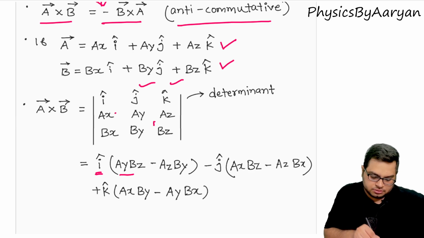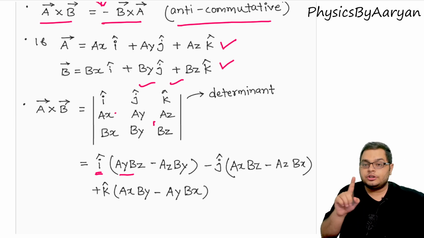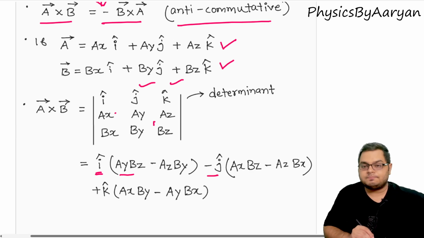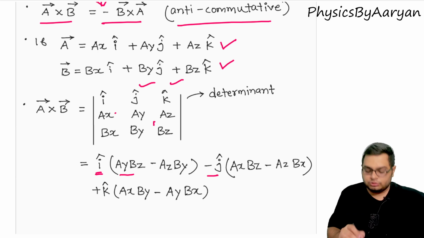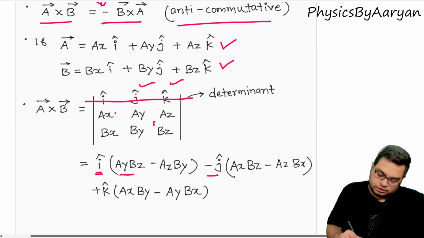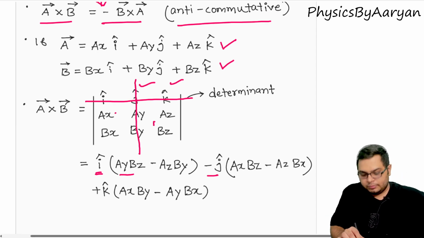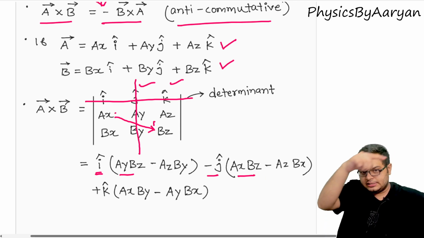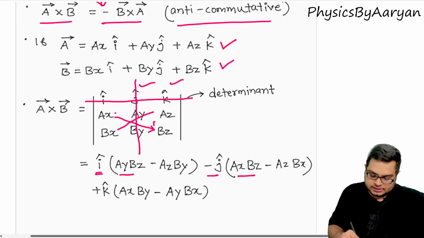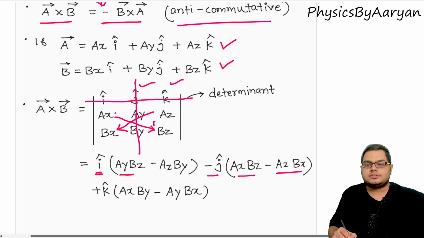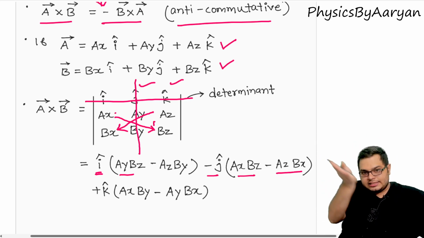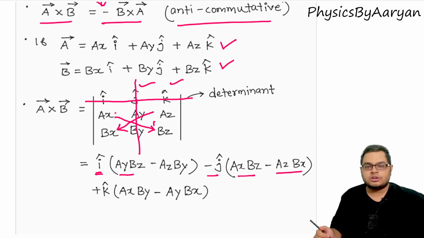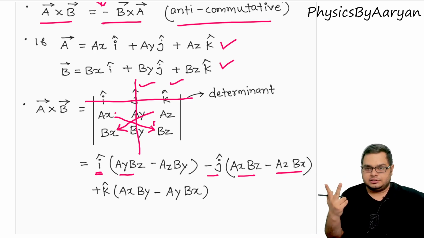Now what's the second step? Now you don't write j cap, you write minus j cap. This is a rule of finding it. Then you cancel out the row of j, and then you cancel out the column of j. Now you multiply ax with bz, and az with bx. So ax bz minus az bx. Okay, and that will give you your second term.